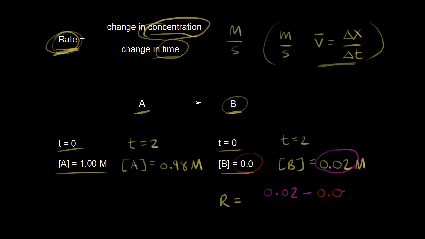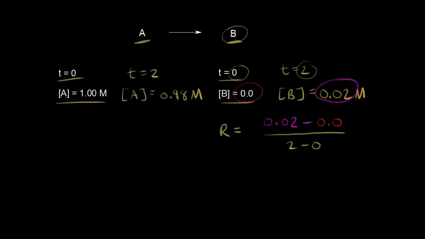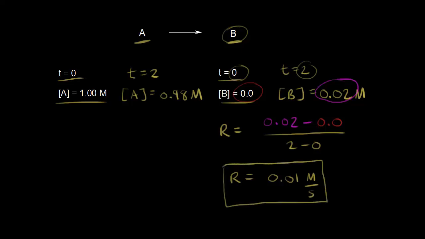So 0.02 minus 0, that's all over the change in time. That's the final time minus the initial time. So that's 2 minus 0. So the average rate of reaction would be equal to 0.02 divided by 2, which is 0.01 molar per second. So that's our average rate of reaction from time is equal to 0 to time is equal to 2 seconds. We could do the same thing for A, right?